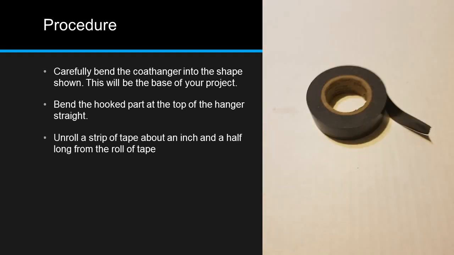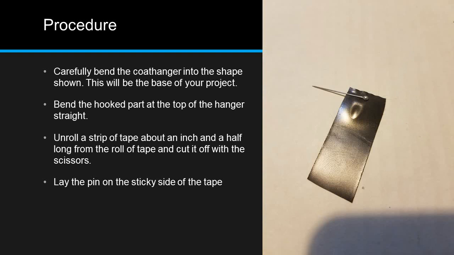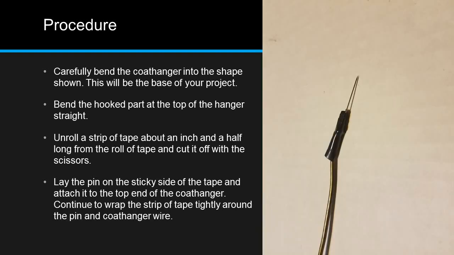Unroll a strip of tape about 1.5 inches long from the roll of tape. Cut this strip off with your scissors. Lay the pin on the sticky side of the tape. Attach it to the top of the coat hanger, and continue to wrap the strip of tape tightly around the pin and coat hanger wire.